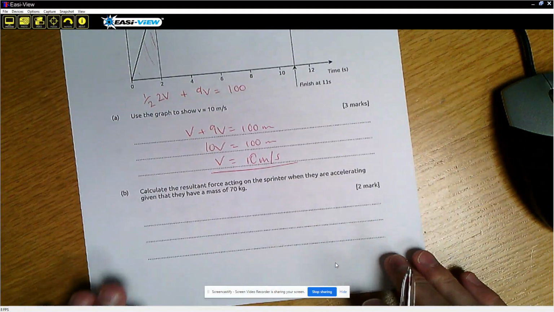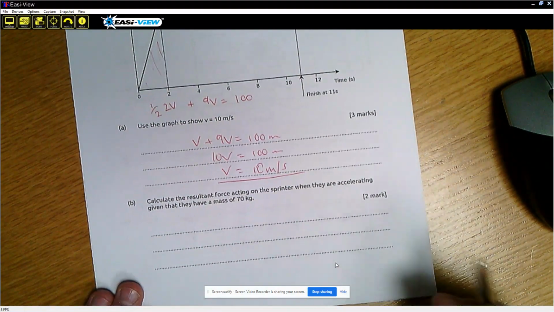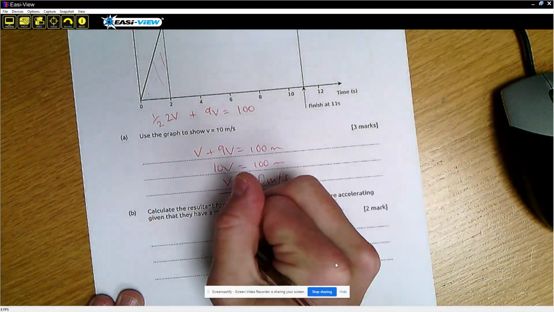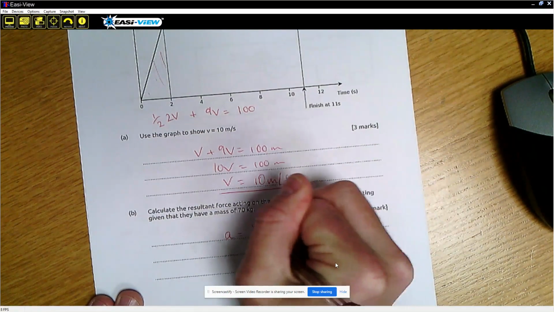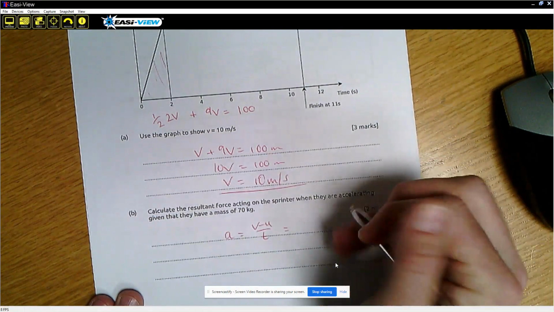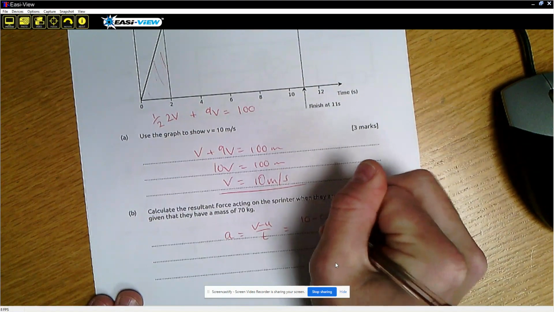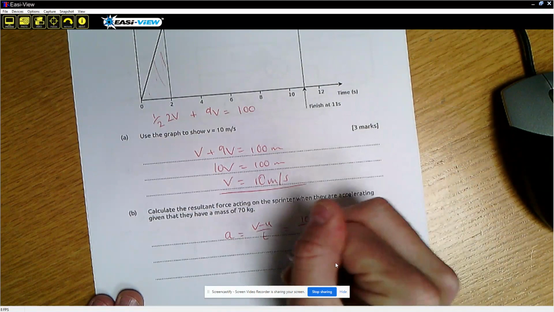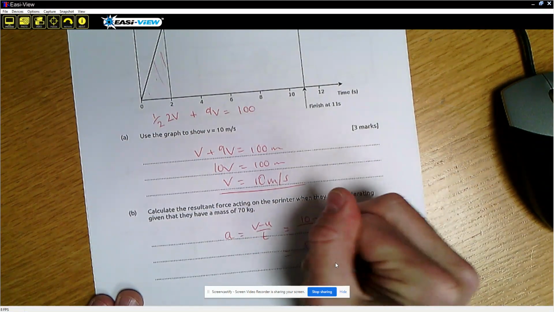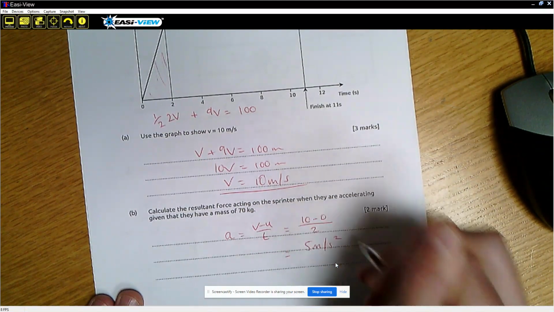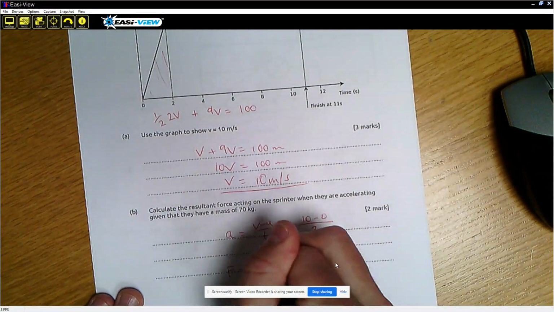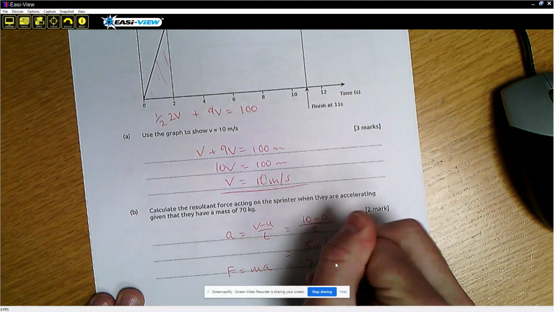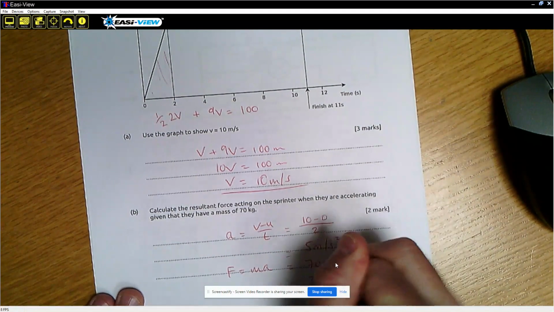Calculate the resultant force on the sprinter when they are accelerating. So they're accelerating within this first section. So the acceleration is the change in speed divided by the time taken. The change in speed is 10 from a standing start. So they go up to 10 from a standing start, and then t is 2 seconds. So the acceleration is 5 meters per second squared. Then F equals ma. So it's 70 multiplied by 5, which is 350 newtons.